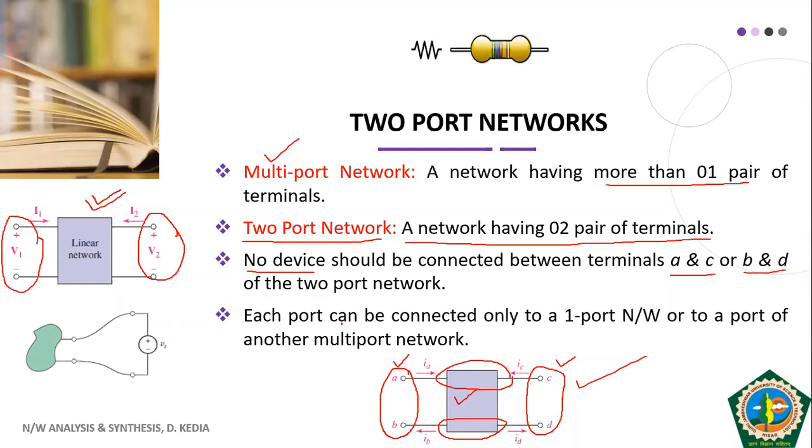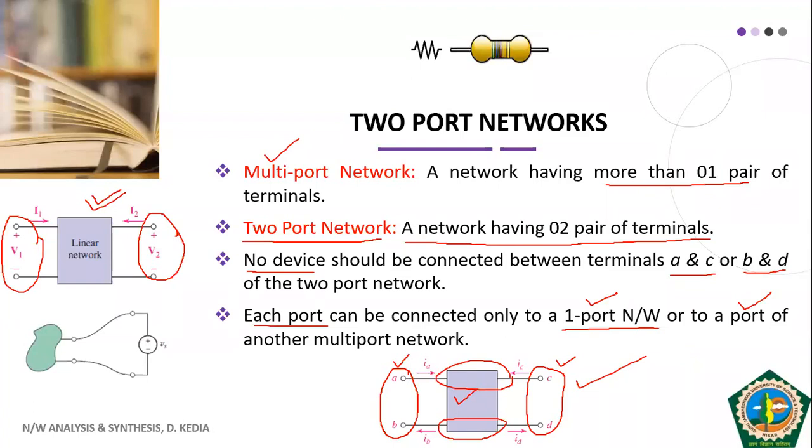Now another thing is, if we are able to make connections only through these terminals, that means one electric network can be connected to another network using these ports only. So if you want to connect one port network with another one port network, that will be through the given pair of terminals, or if you have one port network and another multi-port network, then also you will connect with the help of given ports only.